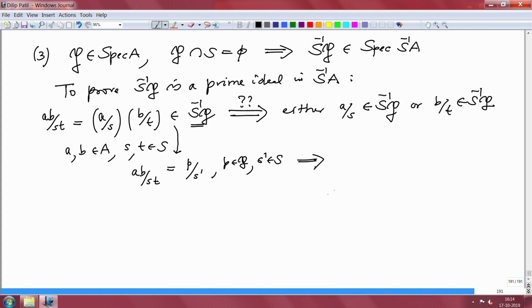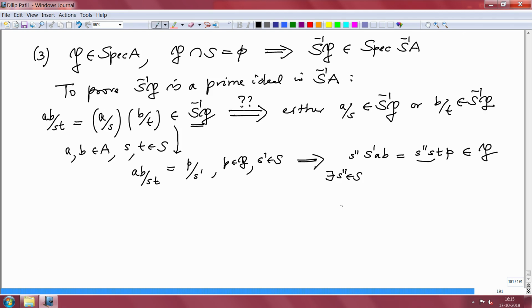Cross multiply, that is S prime AB, I will multiply already, some T S, S double prime, there exists S double prime in S such that this multiplied by S double prime equals S double prime STP. Instead of writing minus that equal to 0, I wrote equality. But you see the right hand side, this P is in P and therefore this is an arbitrary element in A, therefore this is in the ideal P.